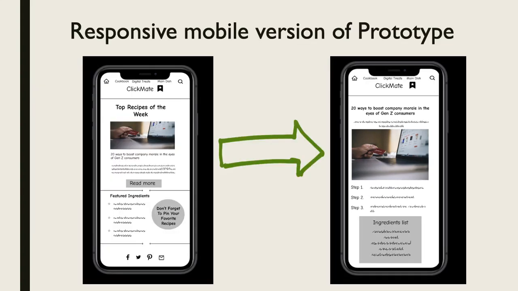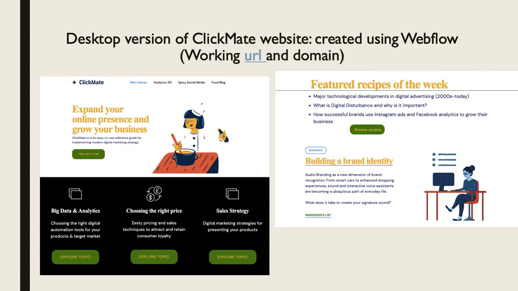I also created the responsive mobile version of the prototype on Figma, and again, when Read More is pressed, you're taken to the picture on the right, which gives you the article and the steps you need to follow. As for my current progress, I have created this fully functional website with the URL using Webflow, and as you can see, I am presenting my consumers with tips on everything from big data and analytics to creating pricing strategies and sales. Everything is in the cookbook style, hence why there are a lot of cooking terms.